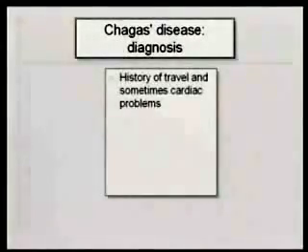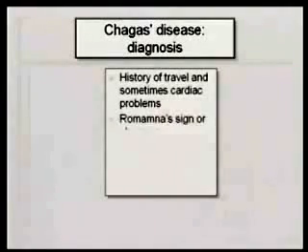Diagnosis is based on history of travel to problem areas, the bordering states to South America and Central America. There are often cases presented with cardiac problems, and the underlying cause is often Trypanosoma cruzi. The Romana sign that I described, the swelling around the eye, and the chagoma.